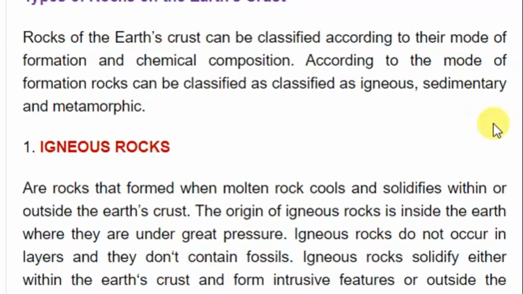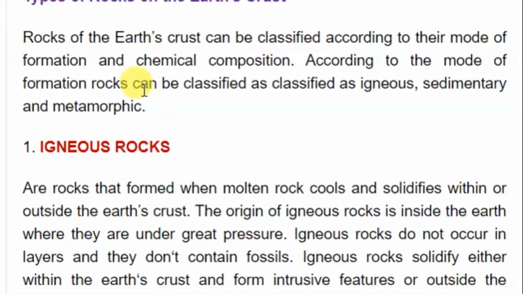Rocks of the earth's crust can be classified according to their mode of formation and chemical composition. According to the mode of formation, rocks can be classified as igneous, sedimentary, and metamorphic.